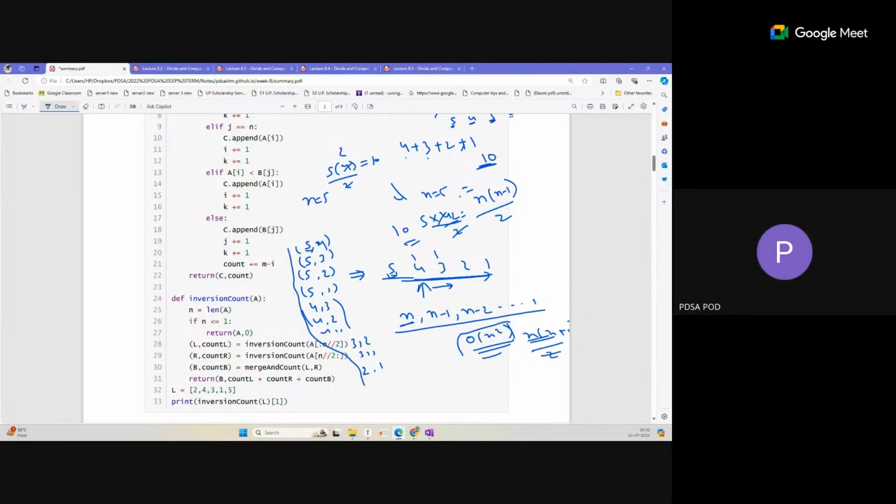So in the first iteration I get n steps, in the second iteration n minus 1, then n minus 2, and till 1 in the last. When we add all these, we get n into n plus 1 divided by 2. If you multiply this out, it is n square by 2 plus n by 2, and the higher term is n square. So the overall complexity will be n square.